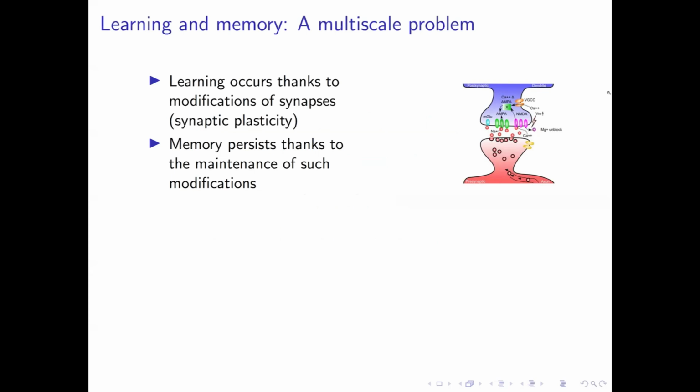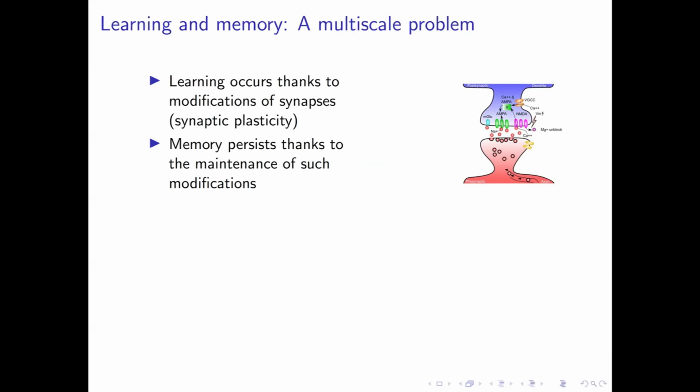So one of the most fundamental questions in neuroscience is to understand the mechanisms of learning and memory, and to connect this with the theme of this workshop. This is a quintessential multi-scale problem, because learning occurs thanks to modifications of synaptic connectivity. So it's a phenomenon at the subcellular level that is driven by pre- and postsynaptic activity and also neuromodulators. And it is thought that memory persists thanks to the maintenance of these modifications.